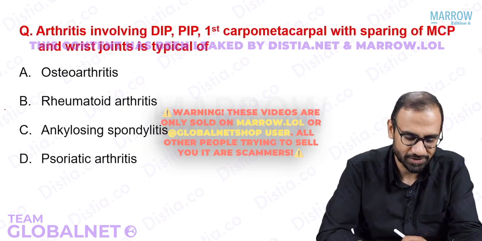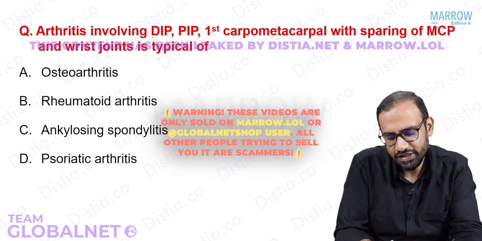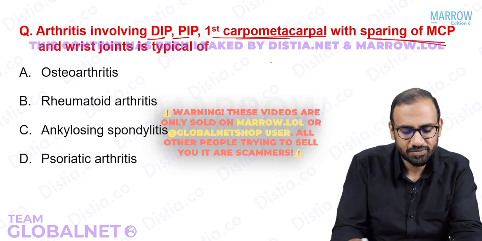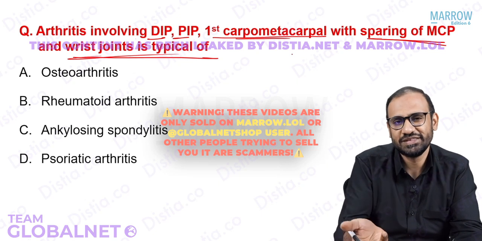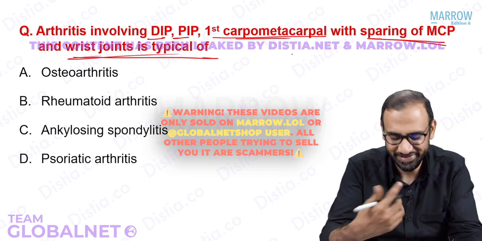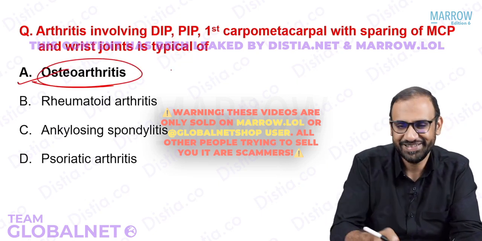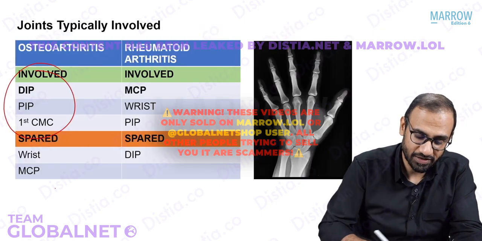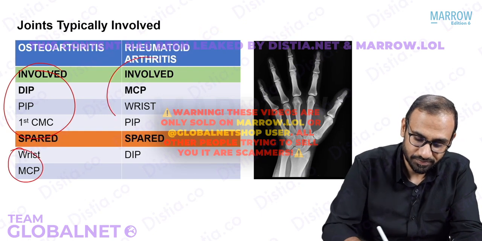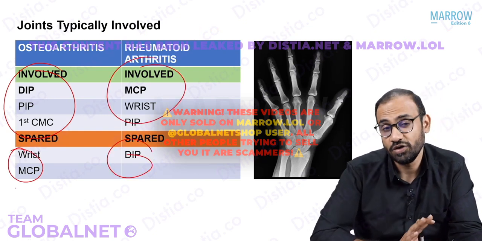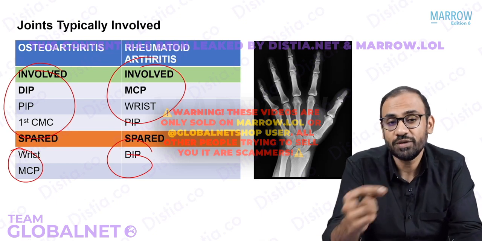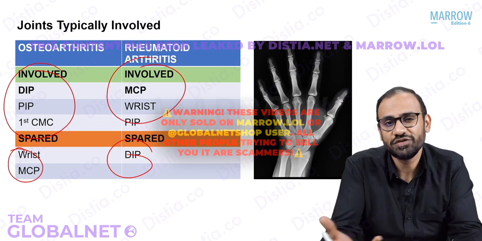So osteoarthritis. Arthritis involving DIP, PIP and first CMC with sparing of MCP and wrist joint is typical of, come on, you know this. The answer is osteoarthritis, classical, right? That's why please remember the joints that are usually involved and the joints that are spared. Both of these can help you answer a lot of MCQs on your exam or basically come to a diagnosis. And once you've come to the diagnosis, then you can use your knowledge of theory and answer the question.